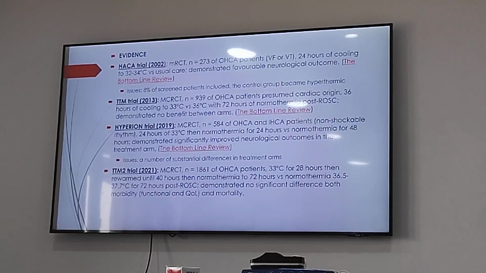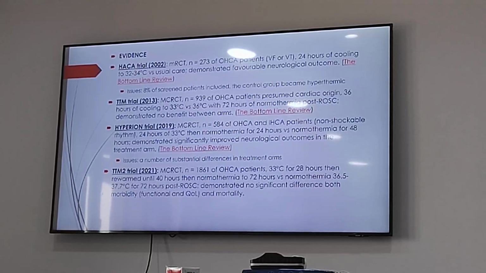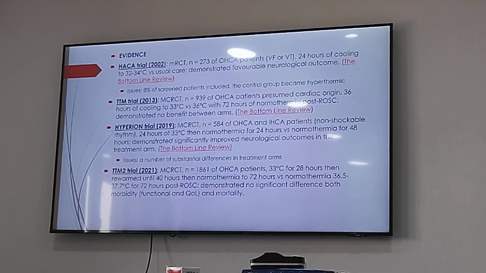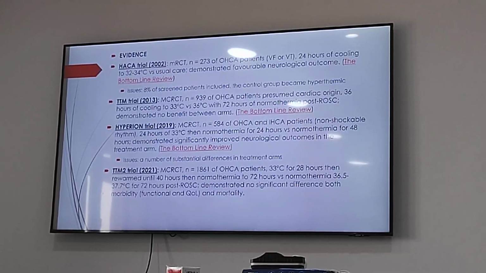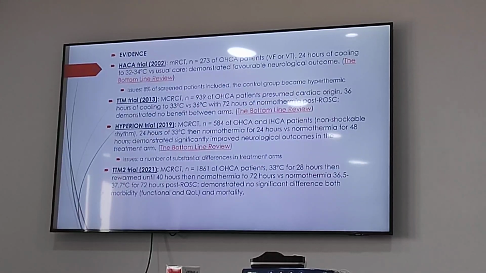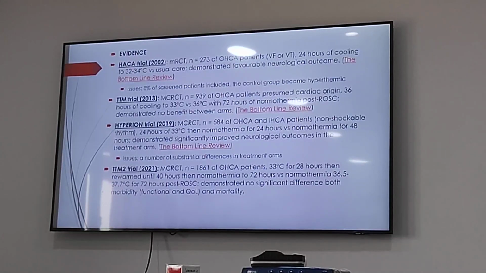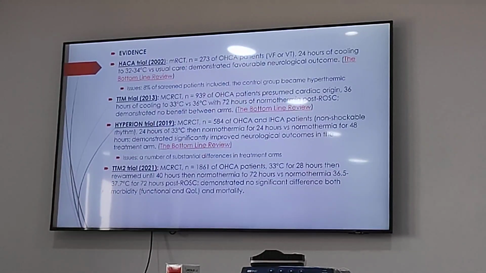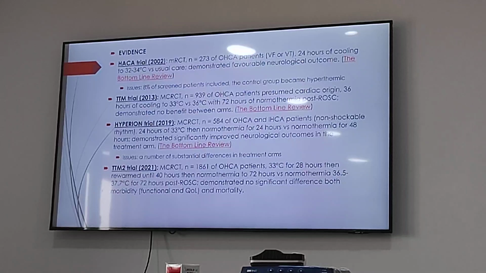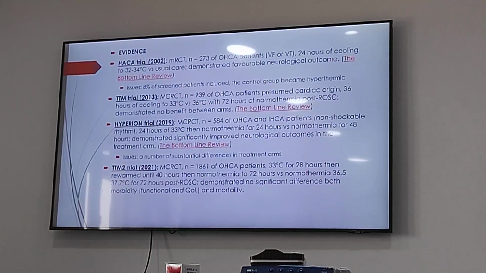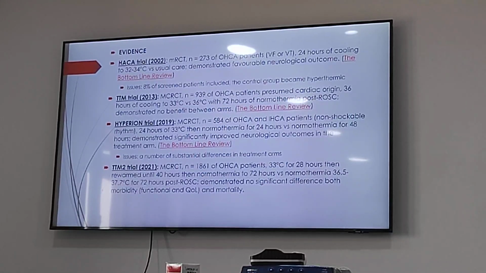The next was in 2019, where they incorporated in-hospital cardiac arrest patients, which is called the Hyperion trial. Here one group was kept at 33 degrees Celsius for 24 hours, then normothermia for 24 hours, versus another group with normothermia for 48 hours. So they demonstrated significantly improved neurological outcomes in the treatment arm.